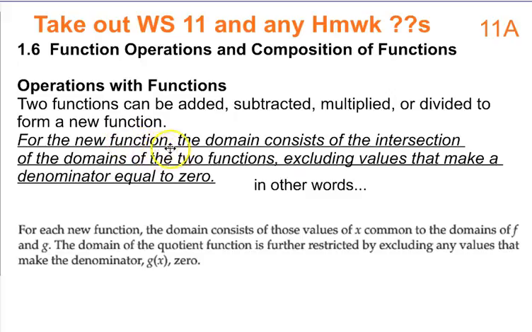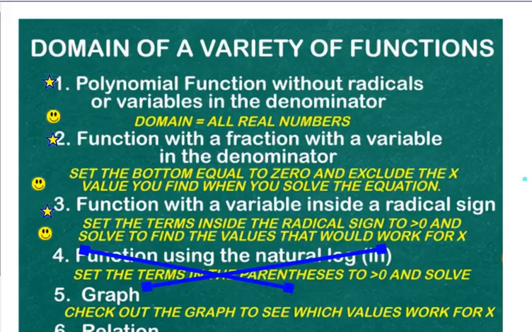It says, for the new function, the domain consists of the intersection of the domains of the first two functions, and you have to exclude any values that make a denominator 0. So for each new function, the domain consists of those values that were common to the original function domains, unless it happens to have an additional restriction from having a denominator. Now, I know those were all just words and they went flying right over your head. I found this slide this morning and I liked it because it breaks it down pretty simply.